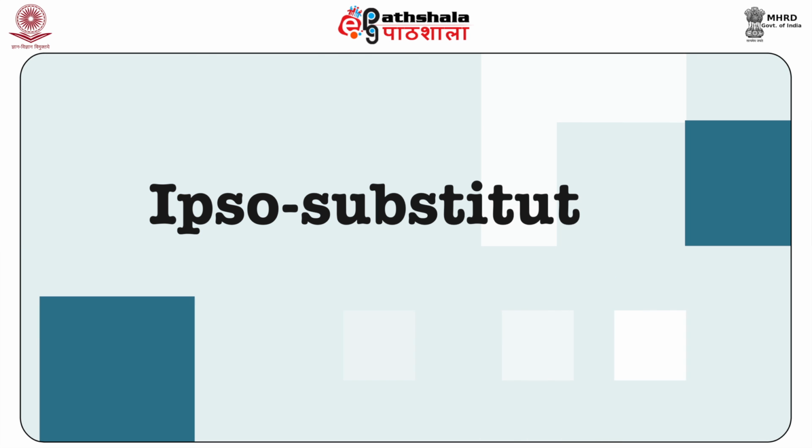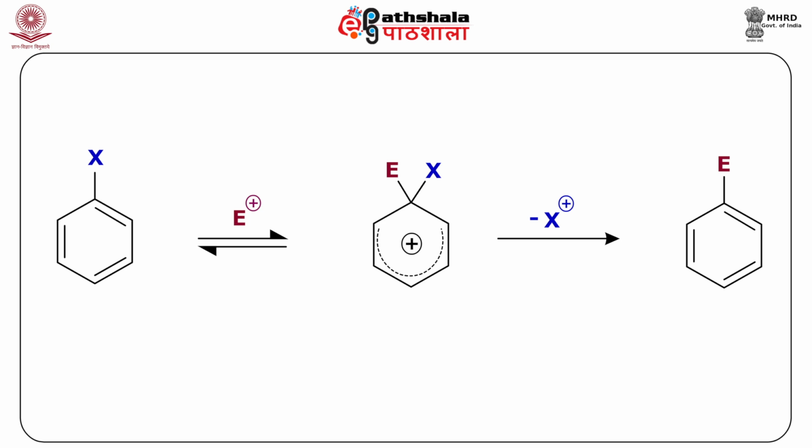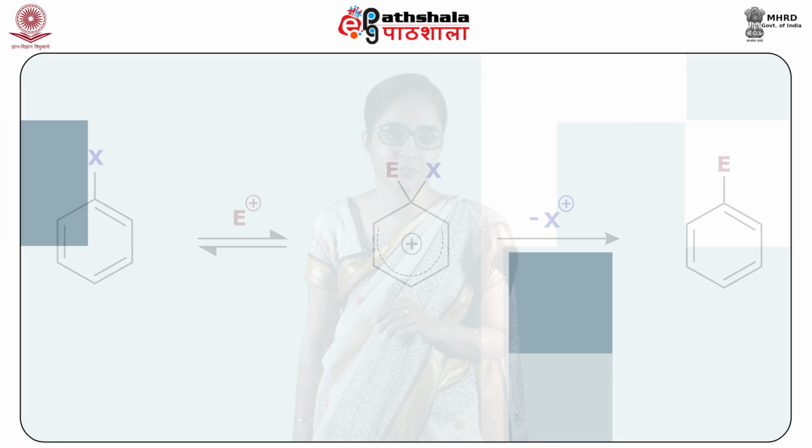Now let us come to ipso-substitution. There is also a possibility of electrophilic attack at the ring carbon atom to which the substituent R or say X is attached. So substitution of the original substituent by the electrophile is termed ipso-substitution. Now you can see here that the incoming electrophile E has actually replaced the earlier X group.